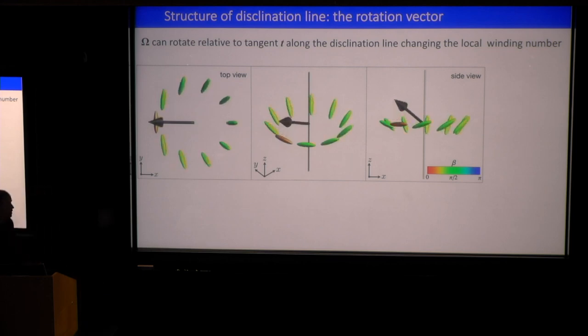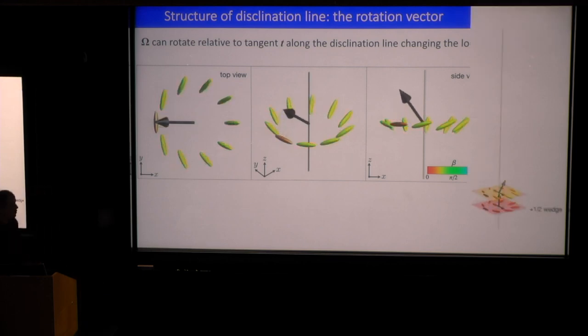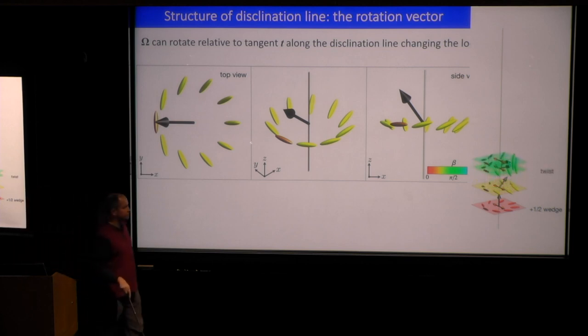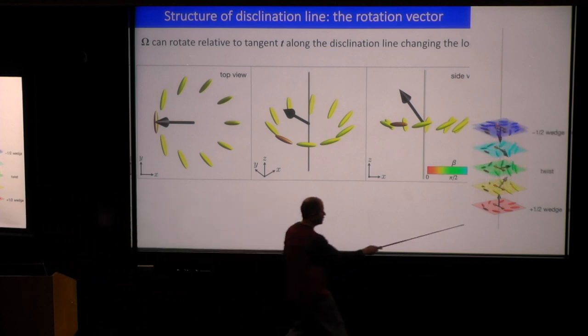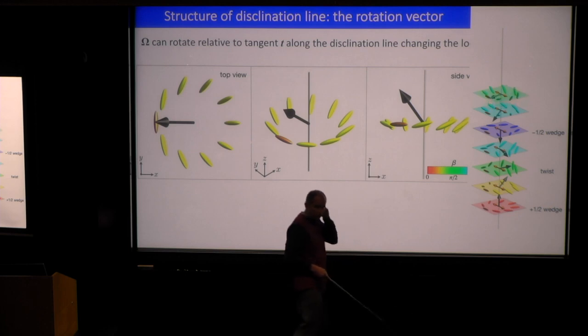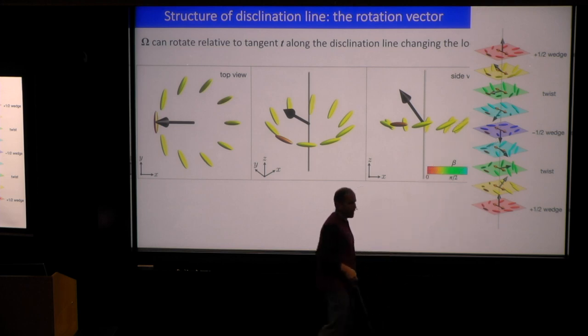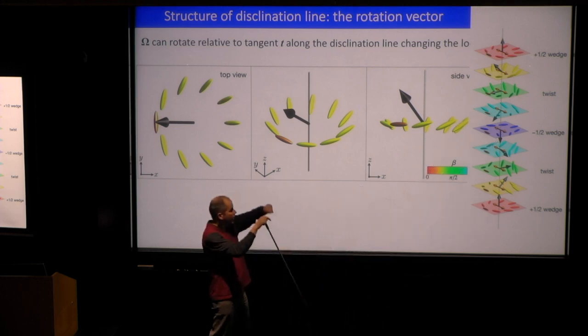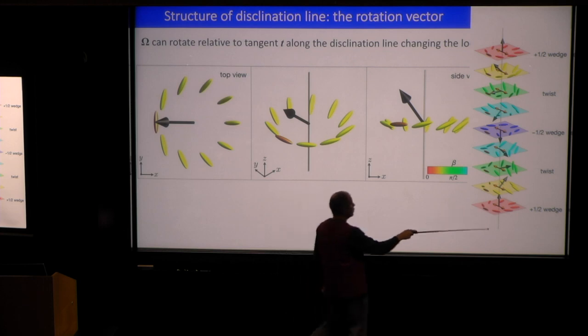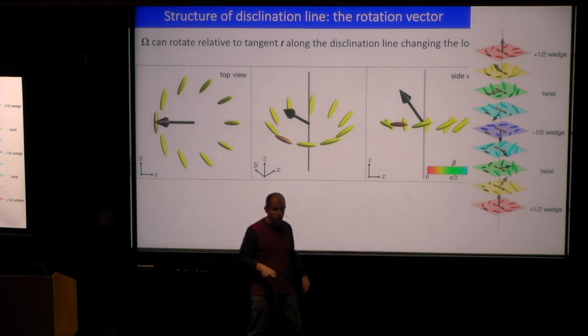Okay, that you cannot do in 2D. And that's also shown over here. Right, so you start with a 1/2 wedge that is familiar from 2D. You go into a twist, you go to -1/2 wedge, and back to the +1/2 wedge, right? And then if you close this thing, what you see is you create a disclination loop, right?